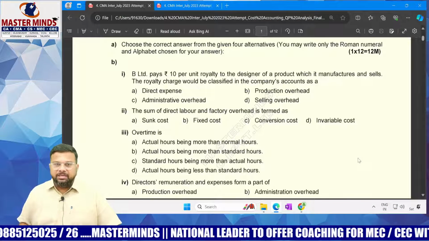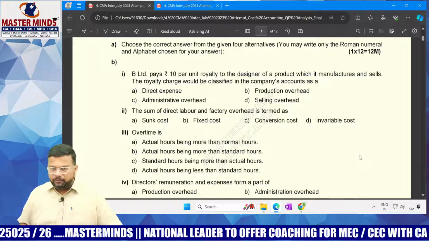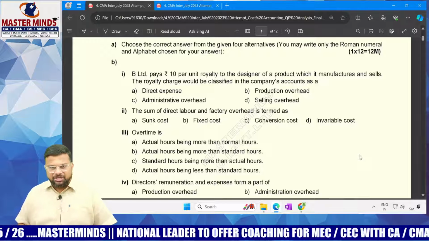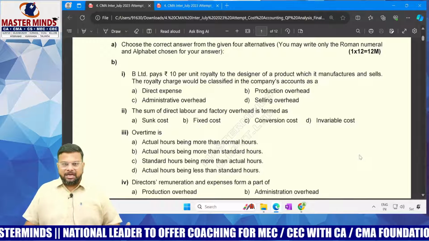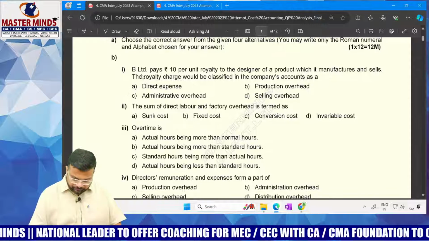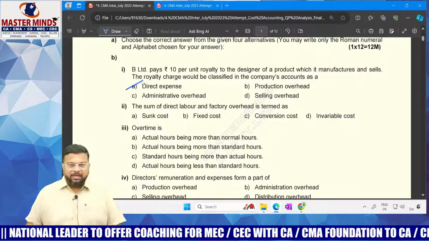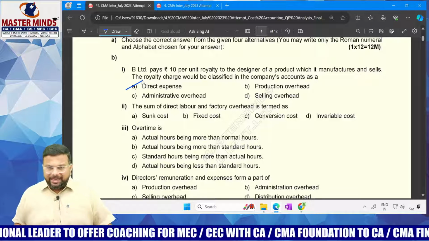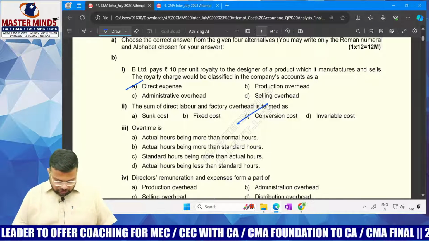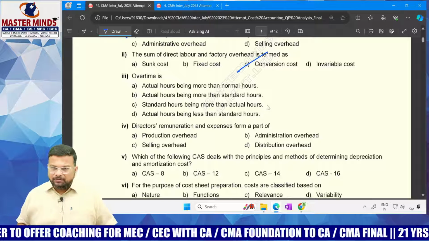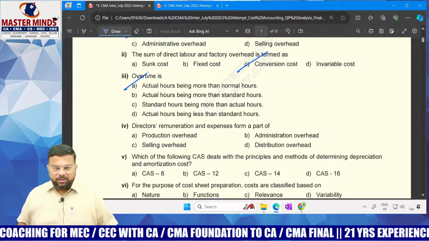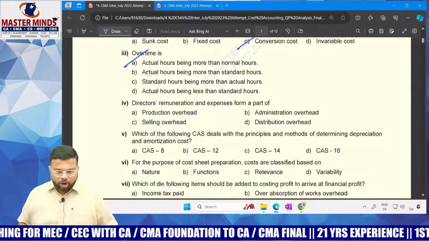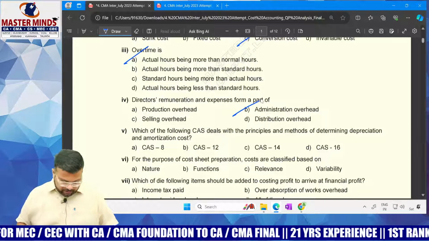Limited pays 10 rupees per unit royalty to the designer of a product which it manufactures and sells. The royalty charge would be classified in the company's account as direct expense. Will be direct expense, okay. Next, the sum of direct labor and factory overhead is called conversion cost. Overtime is nothing but actual hours being more than normal hours, okay.